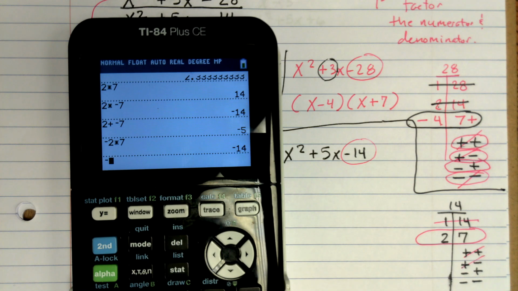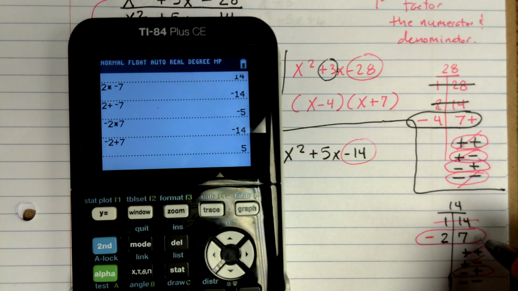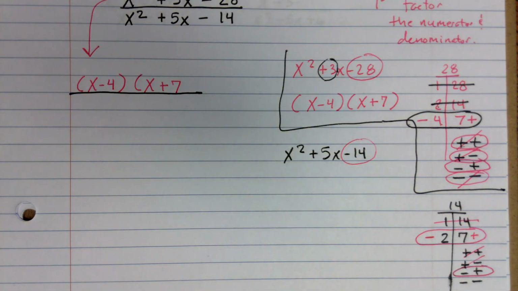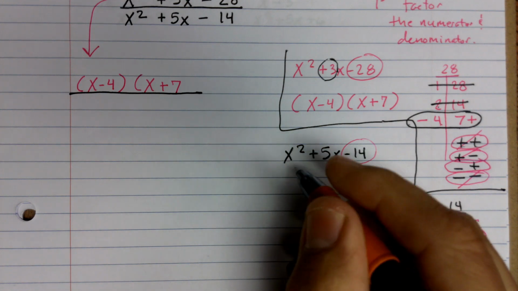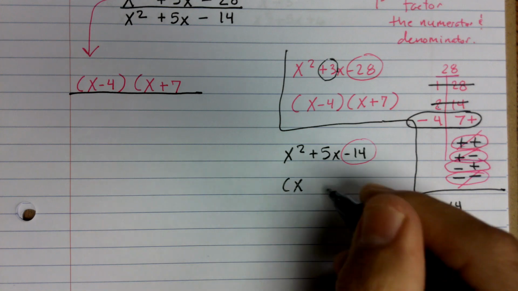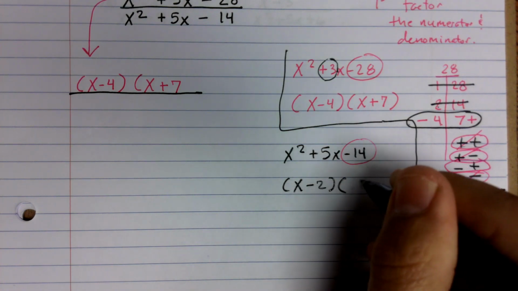And then I'm going to go in and do negative 2 plus positive 7, and it gives me positive 5. So I know that the 2 is going to be negative and the 7 is going to be positive. Now I can go ahead and write my factors for this one. So my factors for this one are going to be x minus 2 and x plus 7.